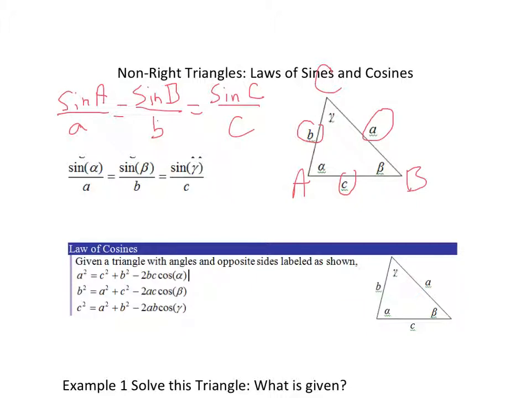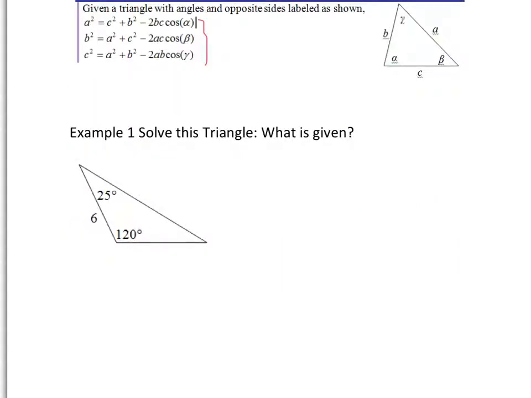Now there's another set of formulas for non-right triangles called the law of cosines, and that's a little different. There's three different versions of the same formula, and I'll show you how those work when we get to the examples.